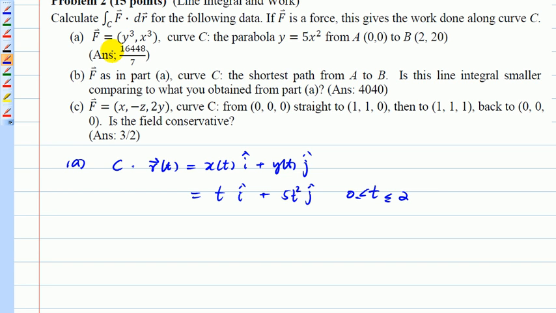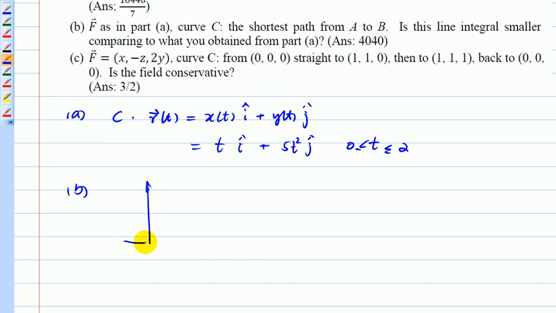and do the line integral calculation. For part B, the curve C is the shortest path from A to B. A is the origin basically, and B is (2, 20). Shortest path means it's just the straight-line distance from A to B. In part A, the curve is the parabola, that's the part A curve. Now in part B you have the curve from A to B, so it's a straight line. The straight line equation is y equal to 10x.